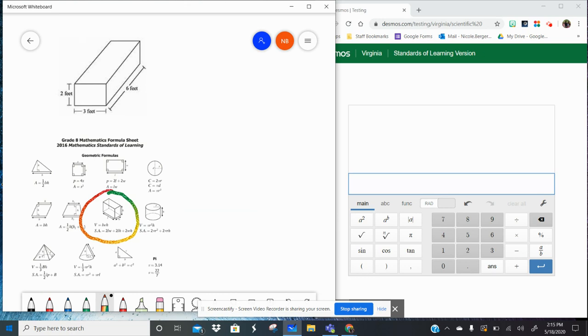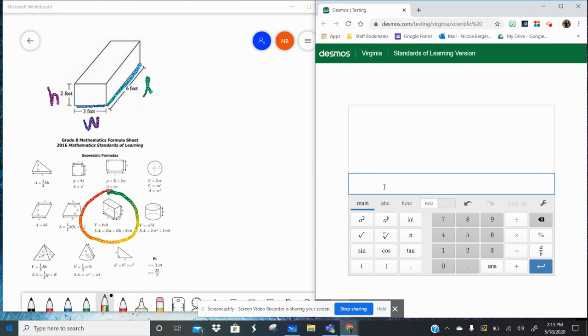It doesn't really matter which one you determine is the length, width, or height. Normally, length is front to back, width would be side to side, and height is then up and down. But it doesn't matter as long as you label one the width, one the length, and one the height.